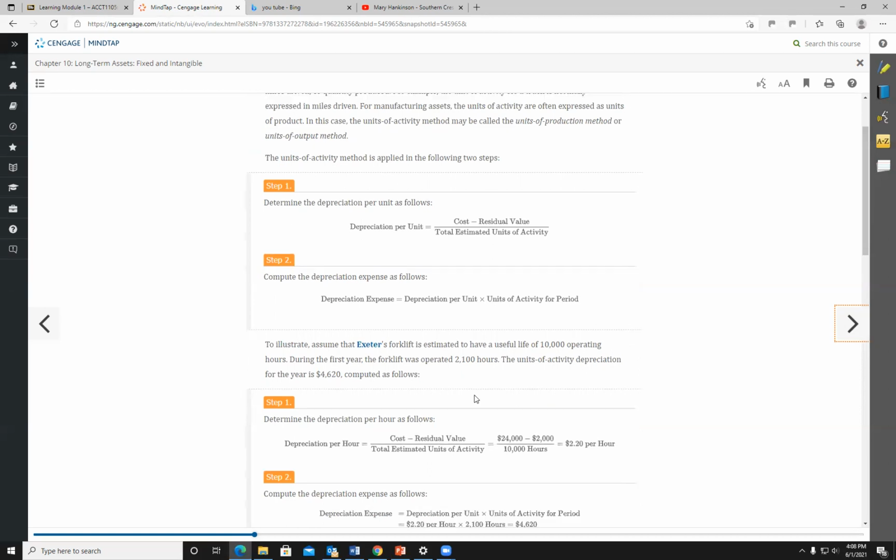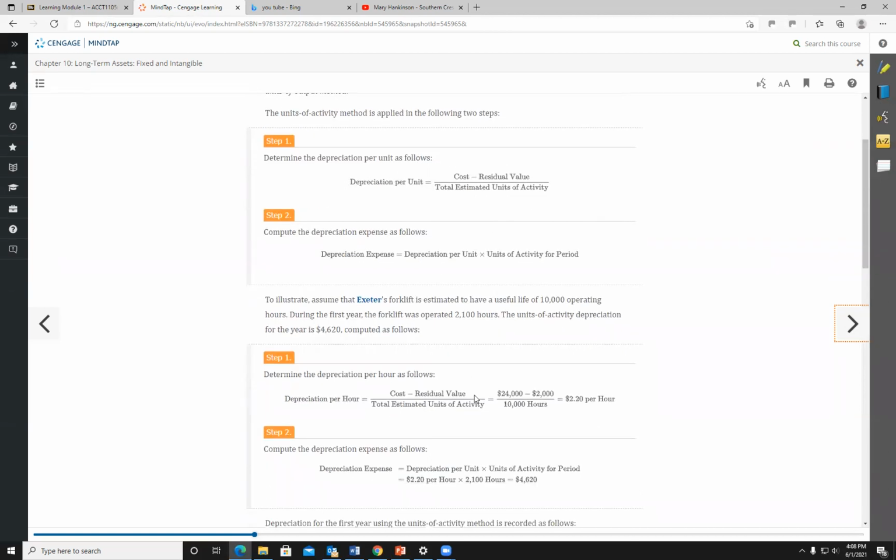Let's look at how we came up with that number. In step one, we're going to take the cost less the residual value. If we remember that in the straight line method, the cost was $24,000 less $2,000, so the depreciable cost is $22,000. Now, it tells us the total estimated unit of activity is 10,000 hours. So we're going to take that $22,000 depreciable cost and divide it by 10,000 hours. And that means it depreciates a total of $2.20 per hour that it's being used.